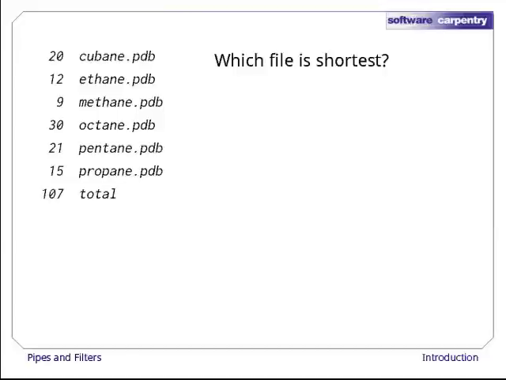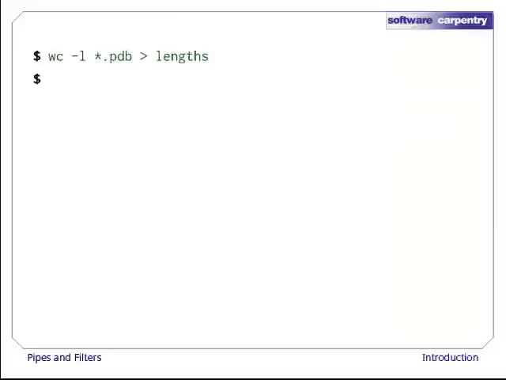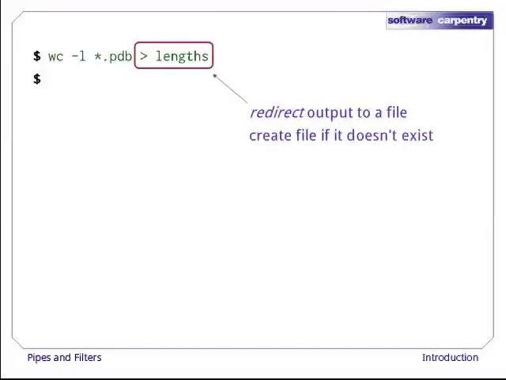Now, which of these files is shortest? It's an easy question to answer when there are only 6 files, but what if there were 6,000? That's the kind of job we want a computer to do. Our first step towards a solution is to run the command wc -l *.pdb > lengths. The > tells the shell to redirect the output to a file instead of printing it to the screen. The shell will create the file if it doesn't exist, or overwrite its contents if it does.